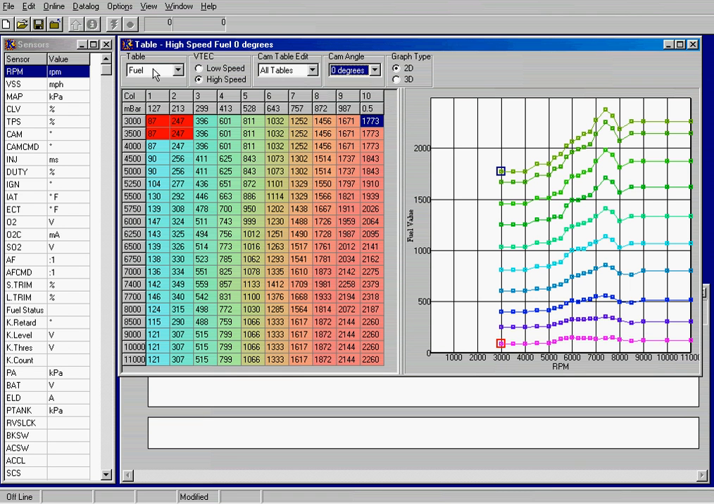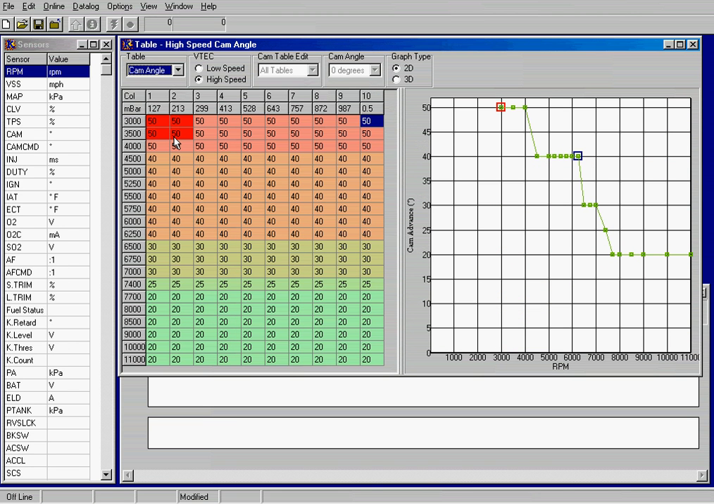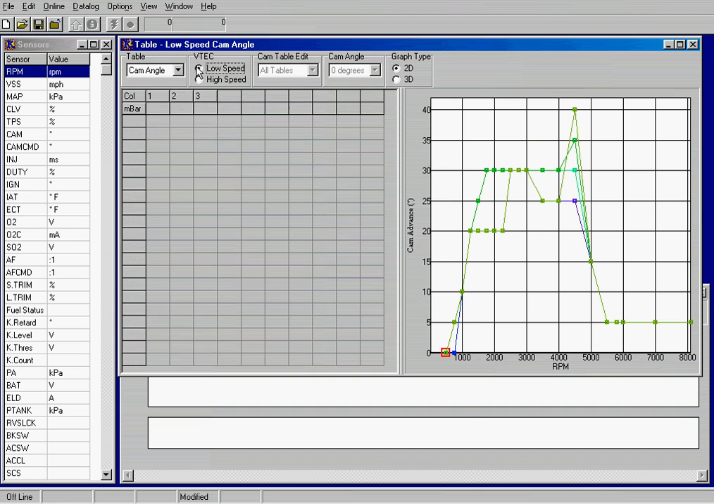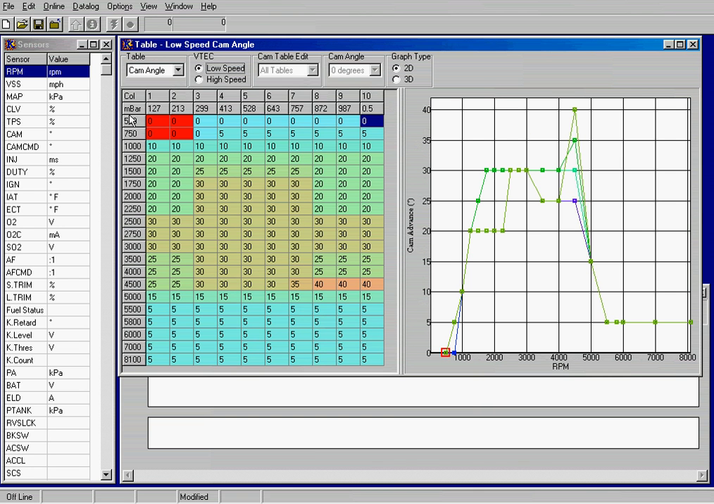Let's have a look at the cam angle. This is one of the more important features, and it's one of the most sensitive aspects to tuning these engines. The cam can be set to any angle at any RPM or at any map position. In the case of this point here, when we're at 2250 RPM and in cruise, the computer is running roughly 30 degrees of cam advance.